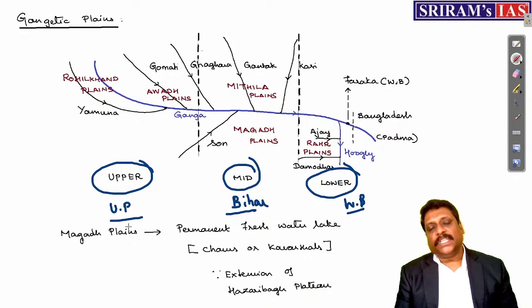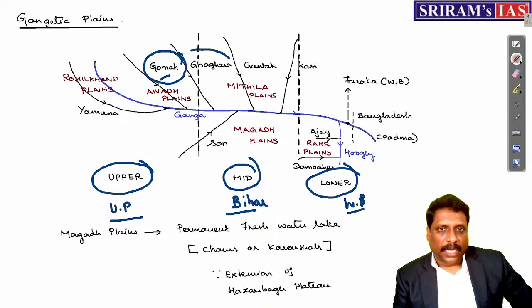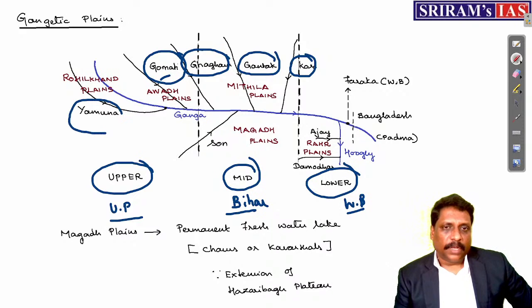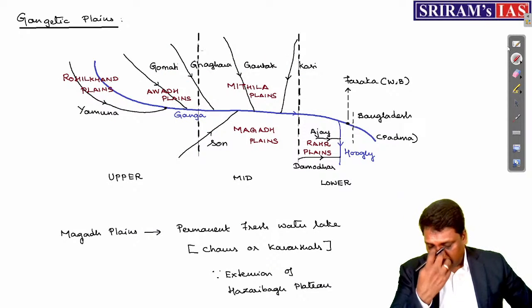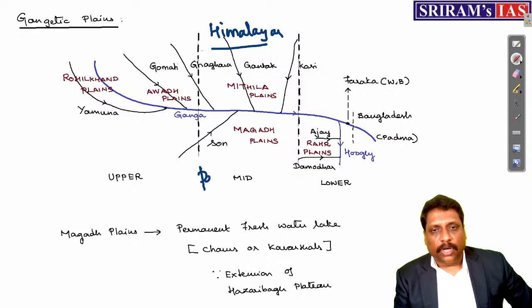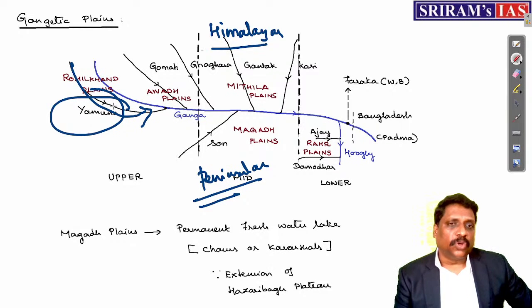Some of the left bank and right bank tributaries of this Ganga I have also added. For example, all G's: Gomati, Ghagara, Gandak, Kosi. These are some of the very important left bank tributaries of Ganga. Whereas Yamuna and Son are very important right bank tributaries of Ganga. Normally we have an idea that left bank tributaries of Ganga originate from the Himalayas, whereas right bank tributaries of Ganga are peninsular rivers. But there is one exception. Yamuna is the only right bank tributary of Ganga which is Himalayan in origin.